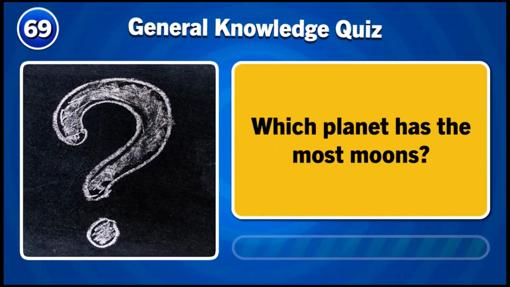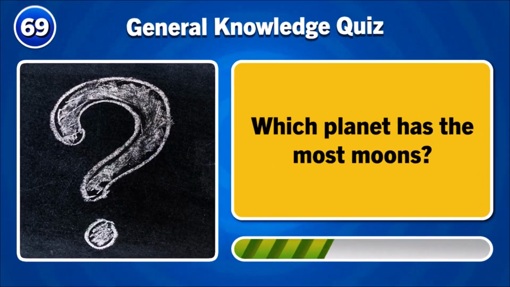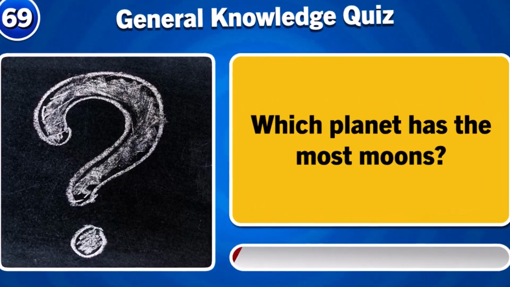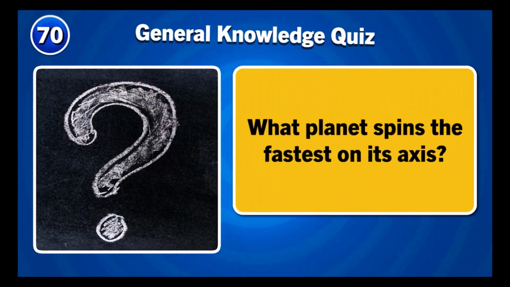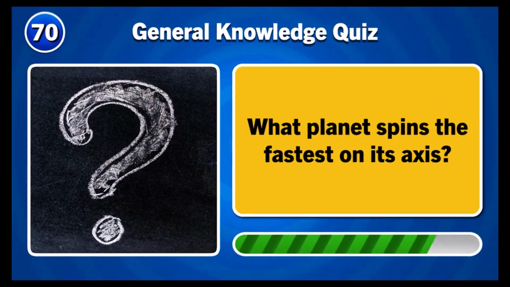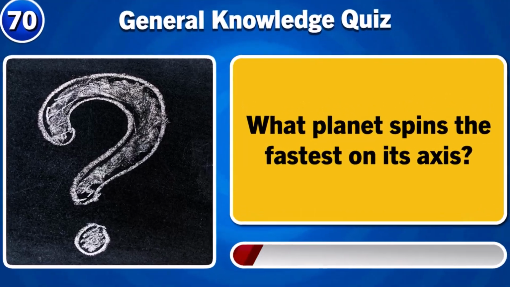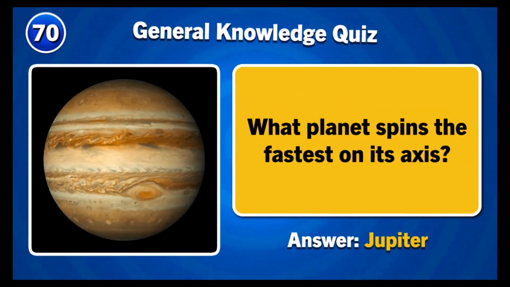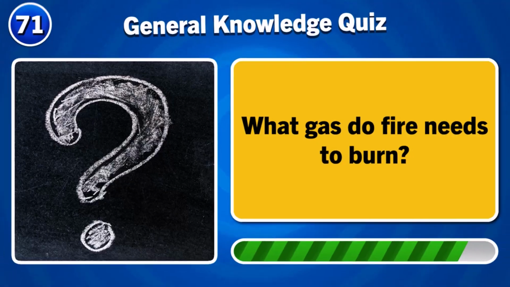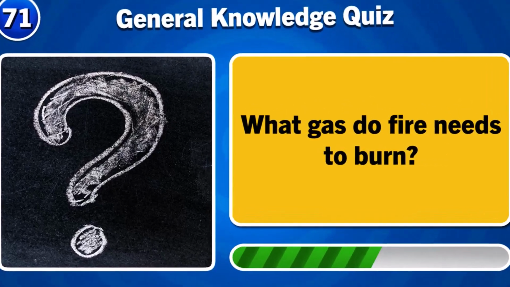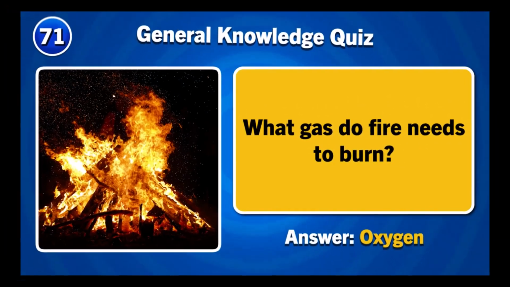What planet has the most moons? Saturn. What planet spins the fastest on its axis? Jupiter. What gas does fire need to burn? Oxygen.